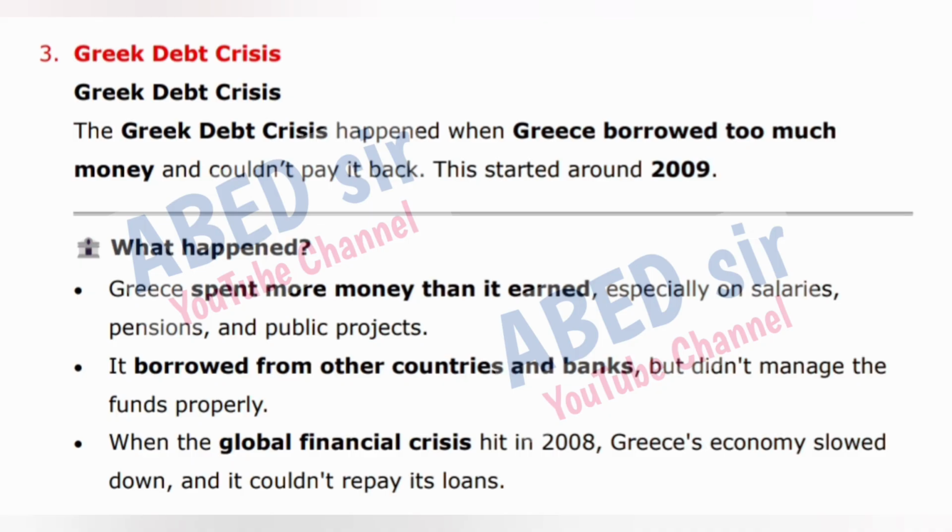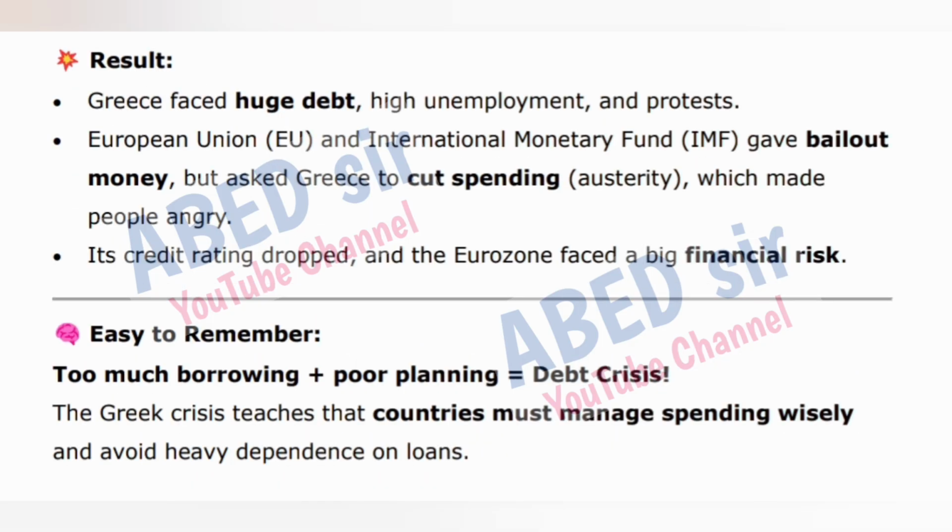This started around 2009. What happened? Greece spent more money than it earned, especially on salaries, pensions, and public projects. It borrowed from other countries and banks, but didn't manage the funds properly. When the global financial crisis hit in 2008, Greece's economy slowed down and it couldn't repay its loans. Result. Greece faced huge debt, high unemployment, and protests.